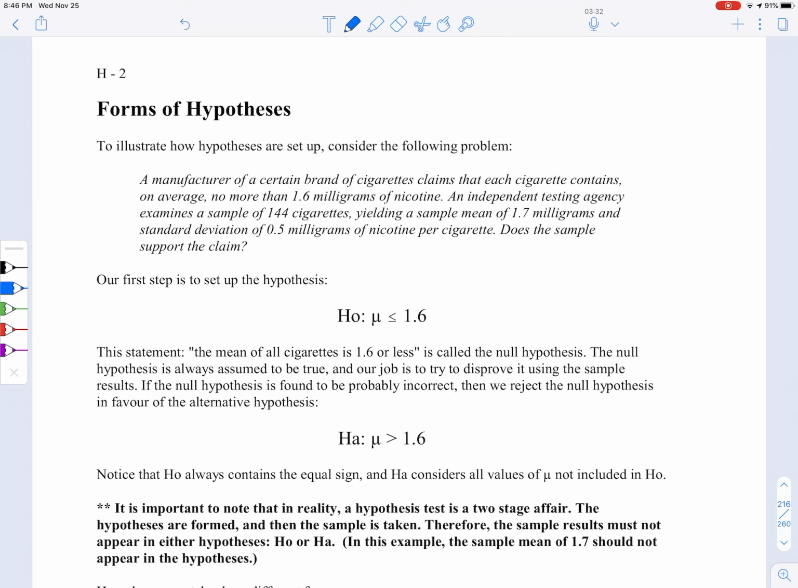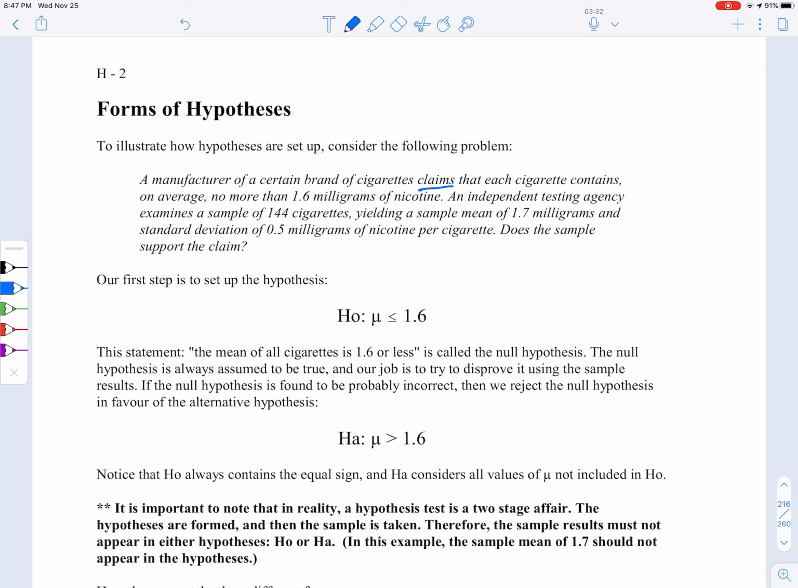I'm going to use an example here from a manufacturer of cigarettes. Why that particular example? It's because they need to meet an industry standard. It's not because I have any great love of cigarettes. In fact, I don't smoke, never have. But the amount of nicotine which is in cigarettes is something which is heavily regulated. So let's take a look at this particular problem here.